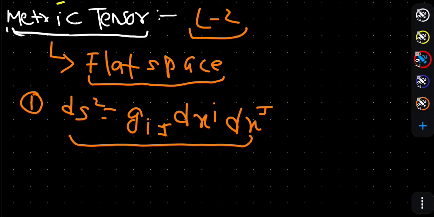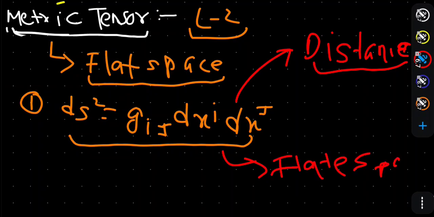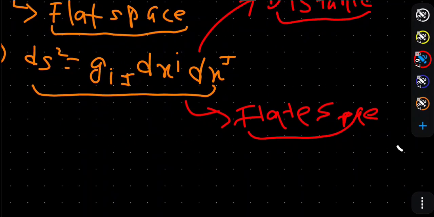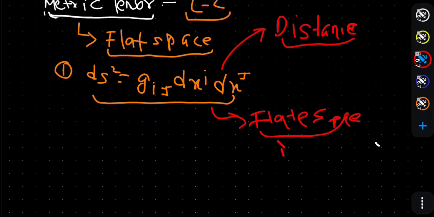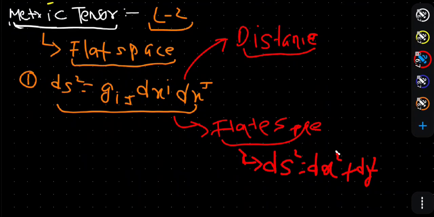This is nothing, it's just the measuring of the distance between two points on any manifold, and you will see that on flat space this particular equation reduces to our general Pythagoras theorem. Yes, you heard right, the general Pythagoras theorem. And what is it? It's ds square equals dx square plus dy square when our manifold is flat. Okay, and this is very important.